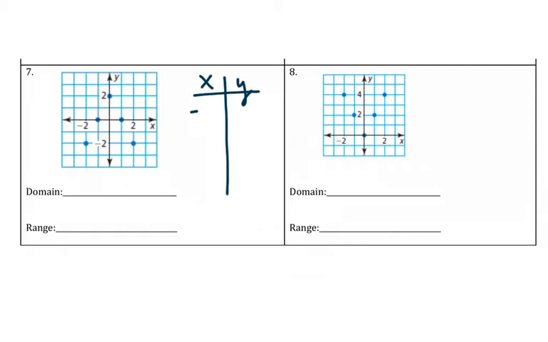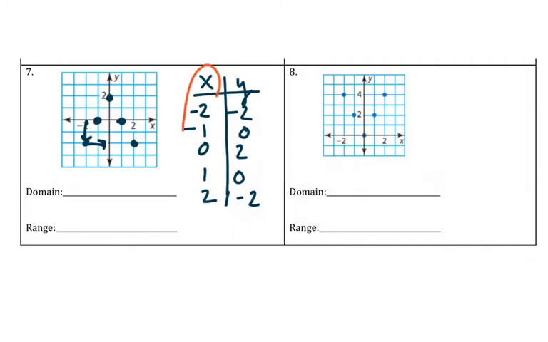In number 7, I'm going to put these ordered pairs on a table. The first ordered pair is -2, -2. The next ordered pair is -1, 0. This one here is 0, 2. Then I have 1, 0. And then I have 2, -2. Okay, so I took those ordered pairs and put them on a table.